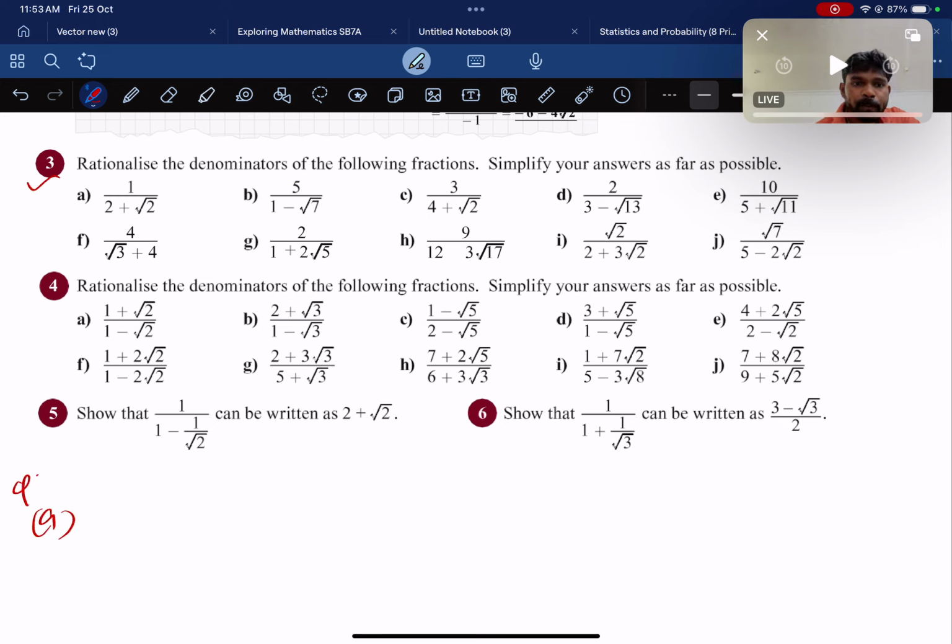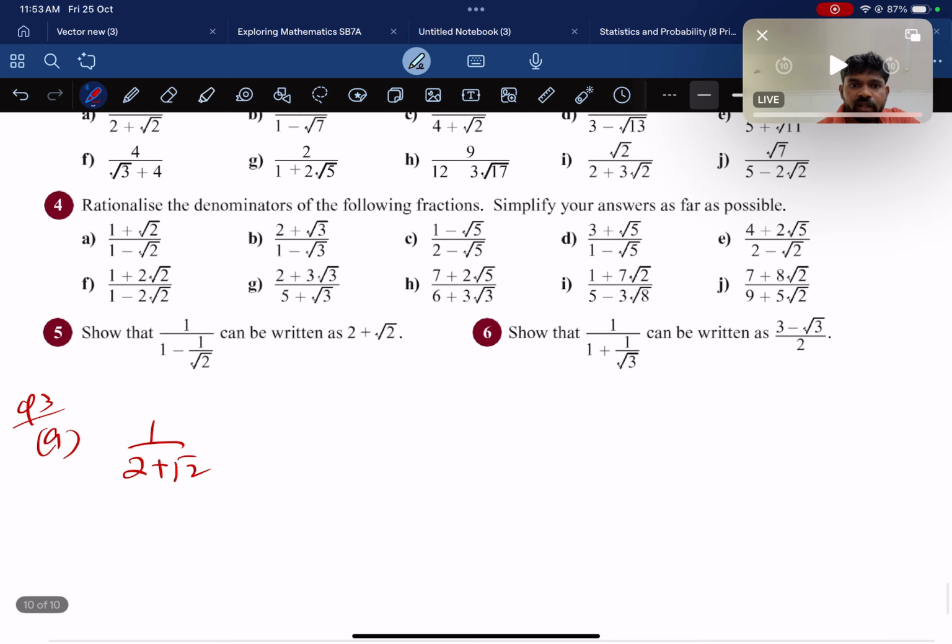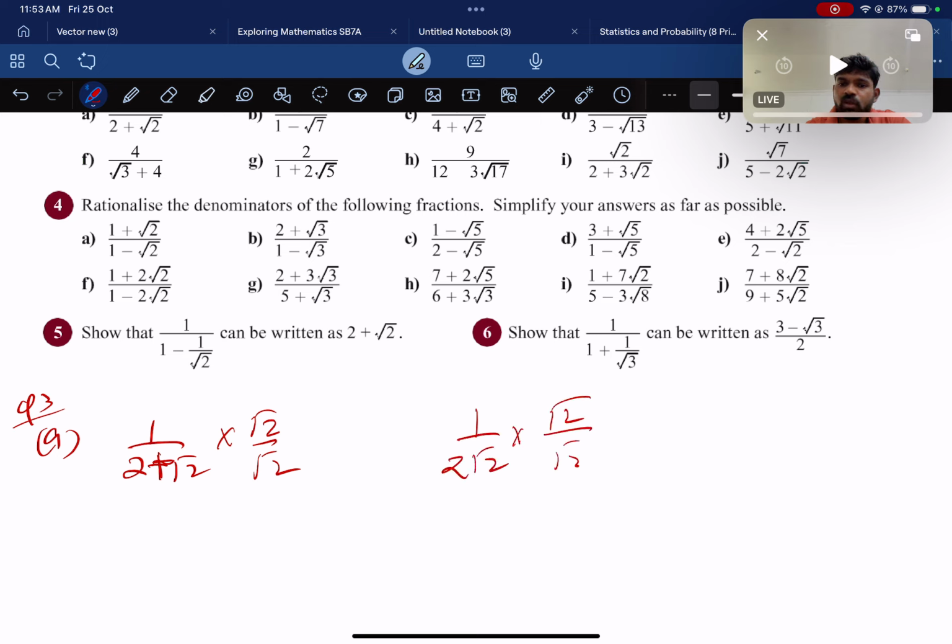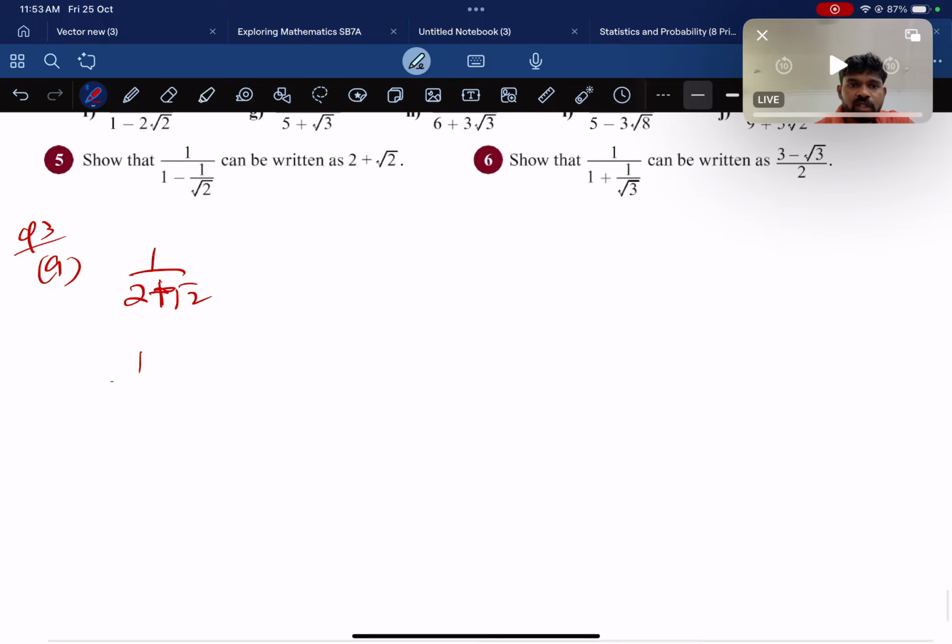I'm going to discuss with you 1 by 2 plus root 2. Now you might think that you can just write root 2 and root 2 here, but don't make this mistake, because there is a plus sign here. If it were a product, 1 by 2 root 2, then we could easily have written root 2 and root 2 there. But because there is a plus sign, we will not write like that. Instead, I am going to write 1 by 2 plus root 2, and multiply by the whole number with the opposite sign. Keep it in mind, you always have to write the opposite sign.